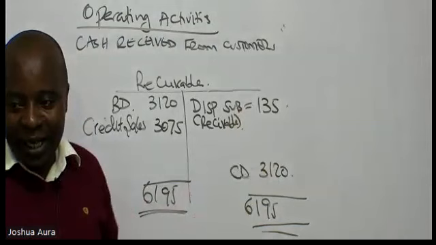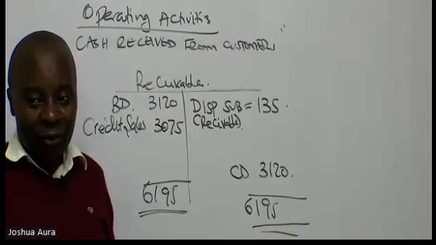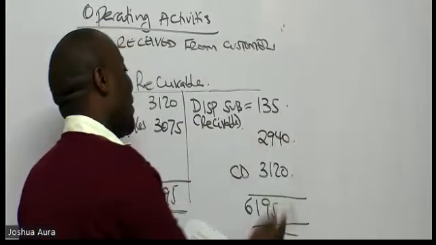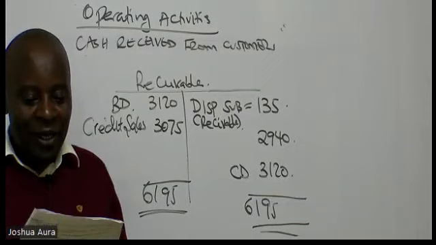What do we have there, somebody? 29.40, right? So this 29.40 is the balancing figure. What name do we give to this 29.40?